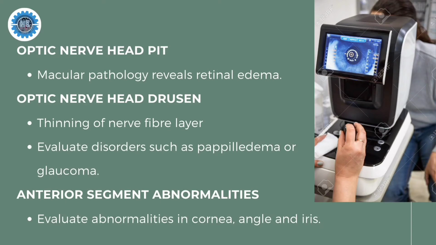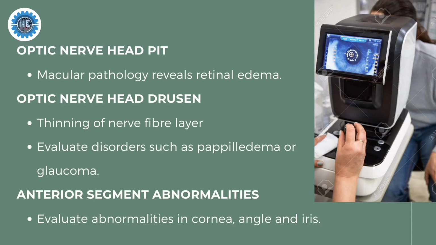Optic nerve head drusen. Nerve fiber layer thinning has been noted on optical coherence tomography in some eyes with optic nerve head drusen. OCT may evaluate the cross-sectional appearance of optic nerve drusen as well as disorders such as papilledema or glaucoma. Anterior segment abnormalities.